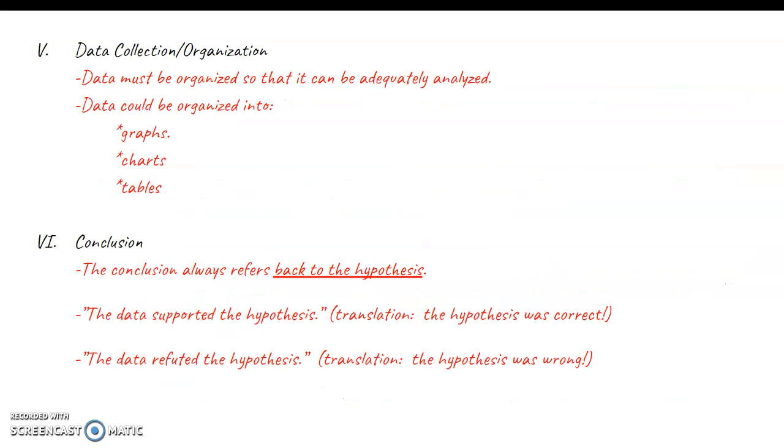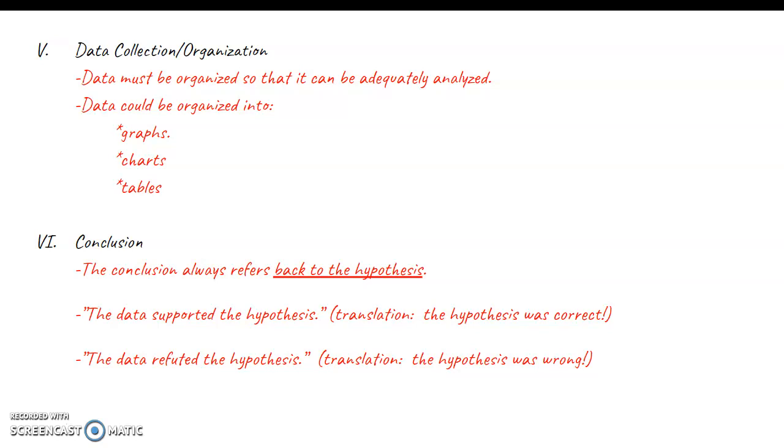Now, with all that data, you need to have it organized. That way you can make sense of it. If you put it into graphs, charts, tables, for instance, in my example, I would want to average the test scores of the control group and average the test scores of the experimental group and just compare those two numbers. And then when I can do that, I can draw a conclusion.